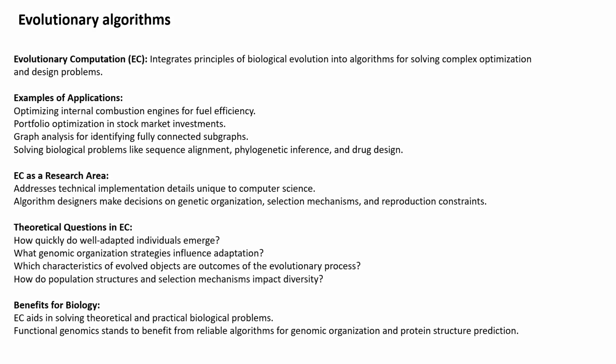So the theoretical questions in evolutionary computation are, firstly, how quickly do well adapted individuals emerge? There's a concept of mutation. In evolutionary biology, if a gene is mutated, or if an organism undergoes some sort of mutation or variation, and that brings about a difference in its phenotype, or in any part of it, which basically helps it adapt better to the environment.